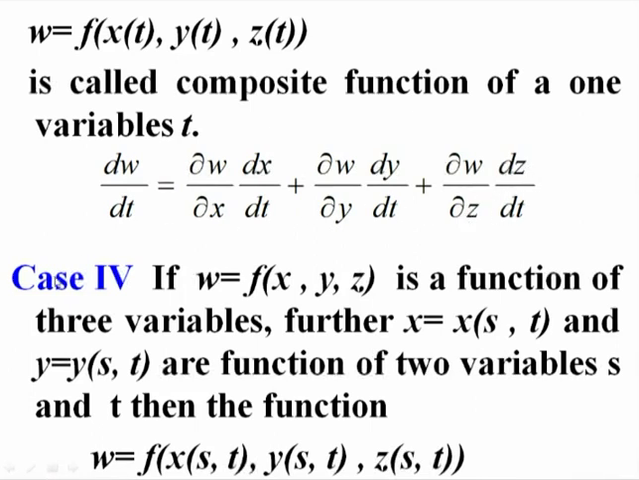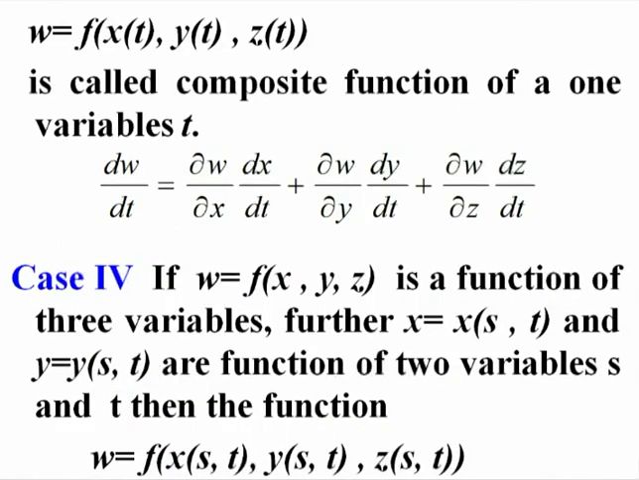Now we discuss another case in which w is a function of three variables and each of the three variables is again a function of two variables s and t. That means w is equal to f of x comma y comma z, a function of 3 variables. Further, x is a function of s and t, that means x is equal to x of s comma t, and y is equal to y of s comma t are functions, and again z is also a function of s and t.